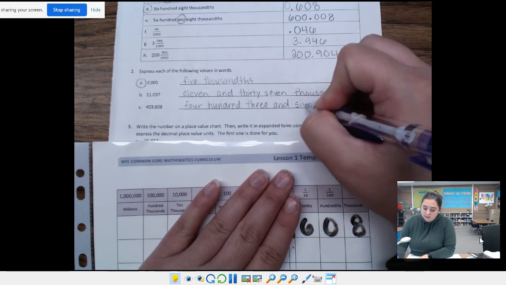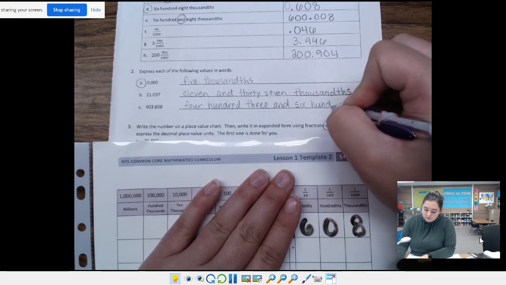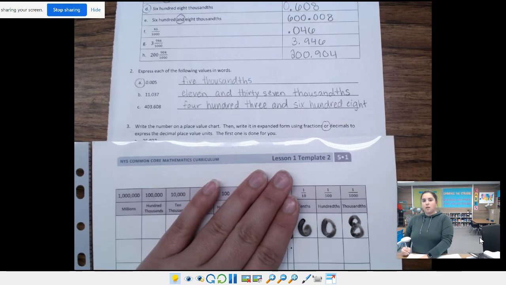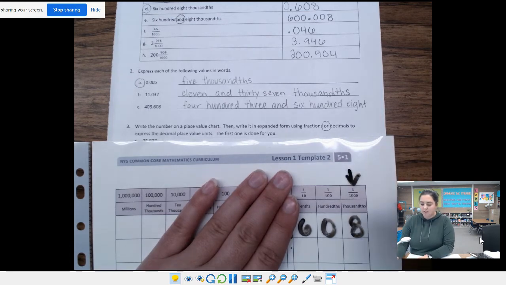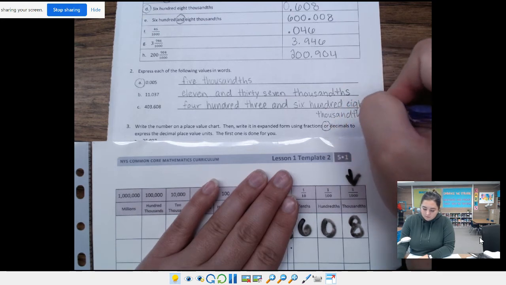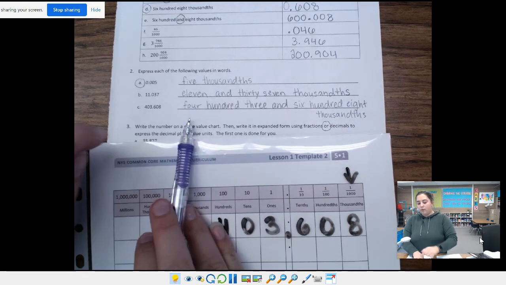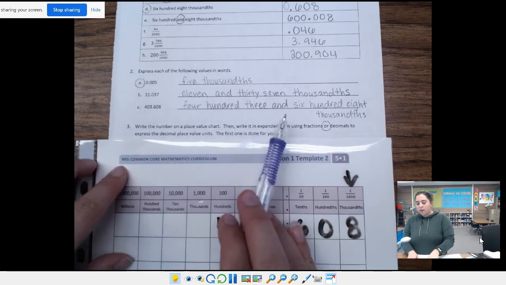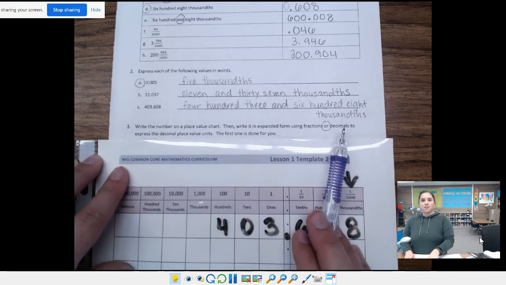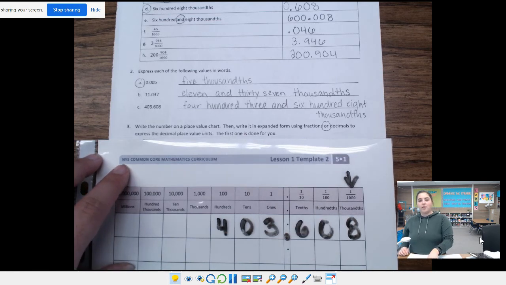So this is 608. Where is that ending? It goes to this column here. This is thousandths. So again, we have 403 and 608 thousandths. We're getting good at this, guys.